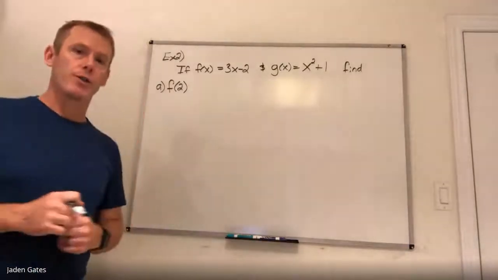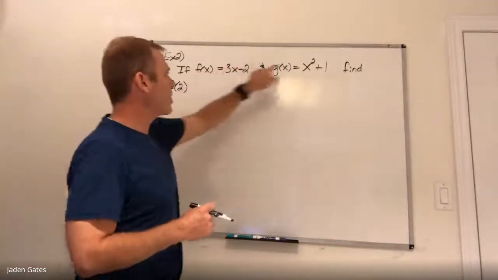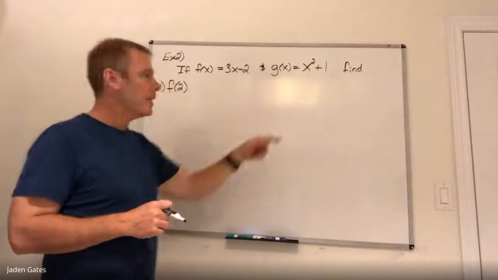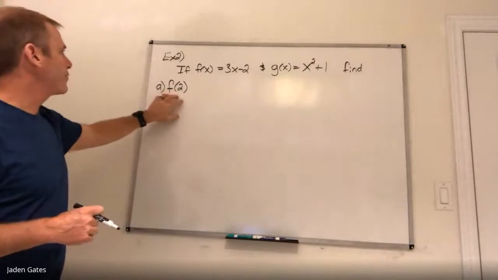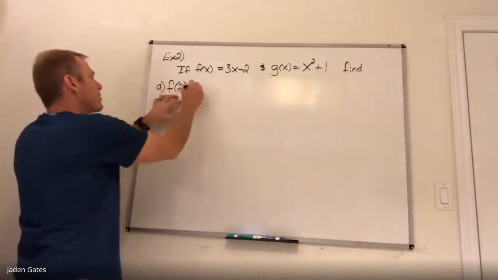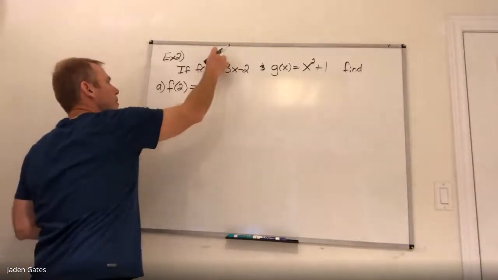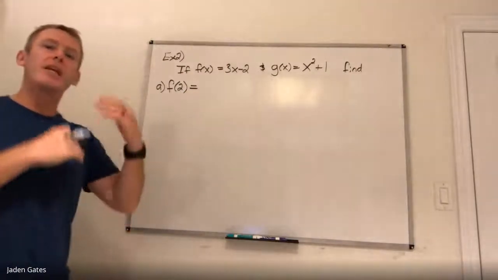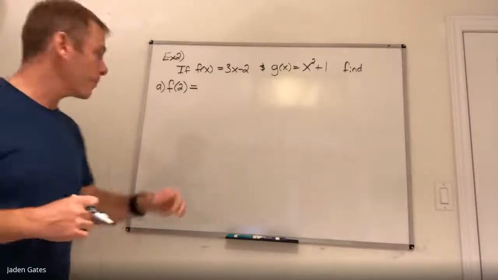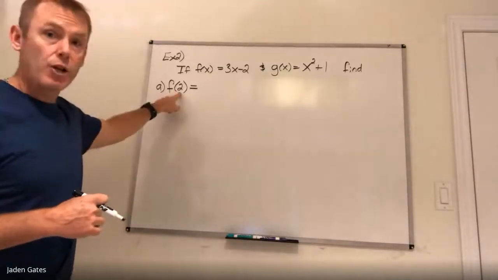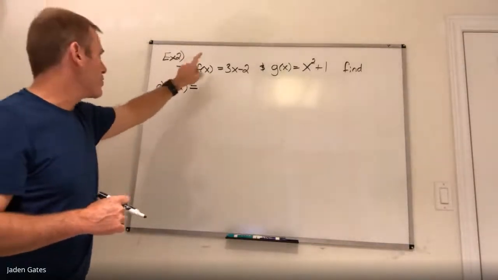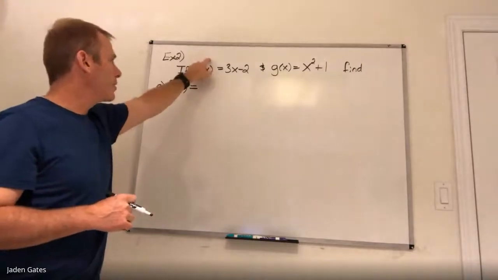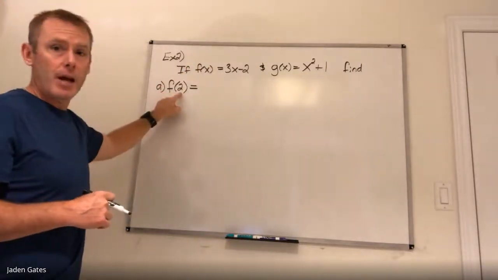I have two equations. I have an f of x equation. I have a g of x equation. If I'm finding f of 2, that means I'm going to use my f equation. So I'm going to use that 3x minus 2. Now, within that function notation, it's also telling me this: your x value is 2. So I'm going to use the f equation, and I'm plugging in x is 2.